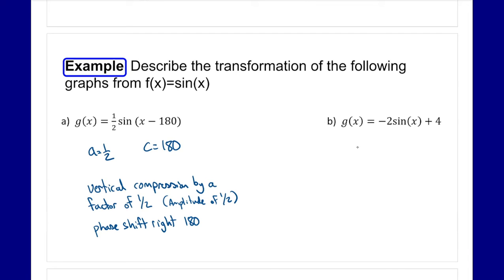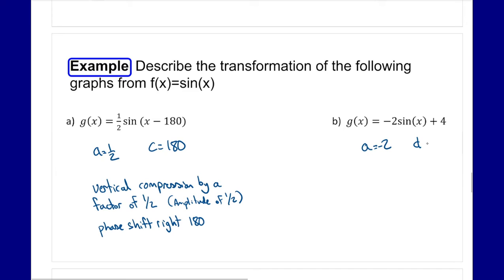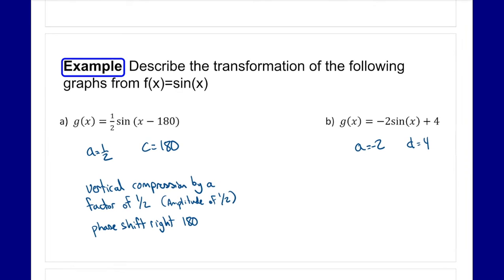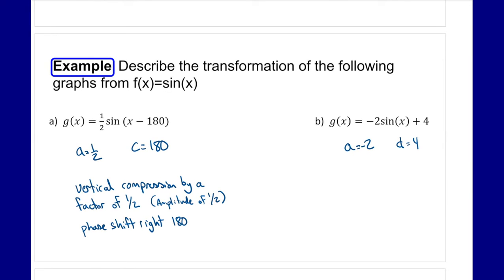In B, our A value is negative 2. We don't have a C value, and our D value is 4. So because it's negative 2, focusing on the 2, we could say amplitude of 2. The negative means a reflection in the x-axis. You could also say flipped.